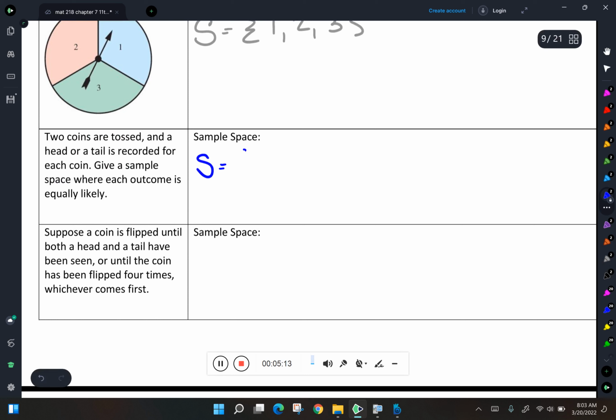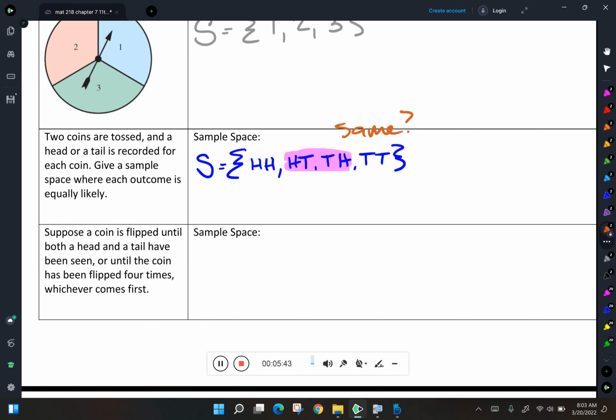Well, my sample space is going to be, both coins could land heads, so that would be head, head. Or my coins could land heads, tails, one of each. Or it could land tails, heads, one of each. Or it could land tails, tails. Now, one of the things people sometimes get confused by is they look at those two and want to say, aren't those the same?